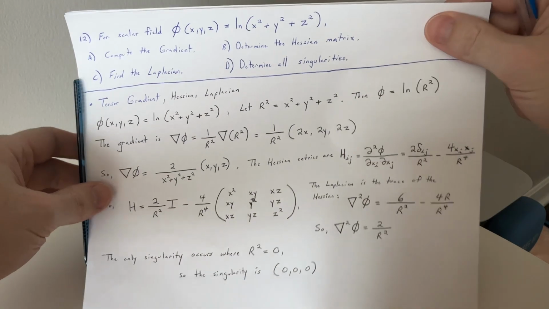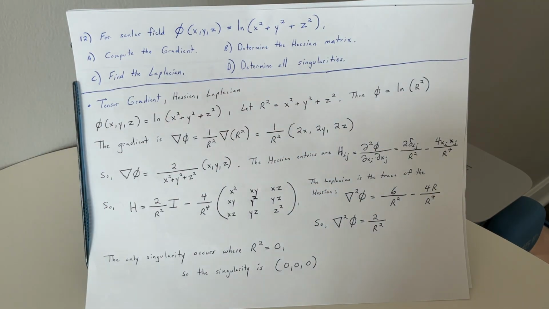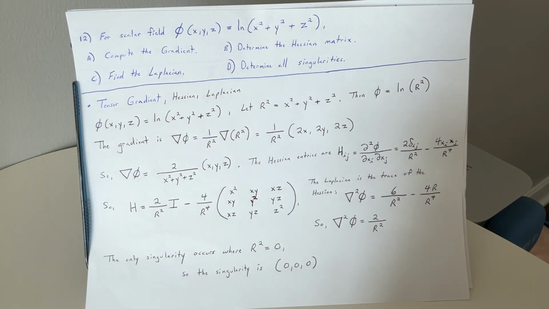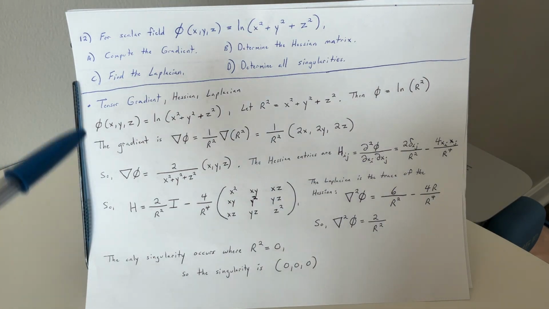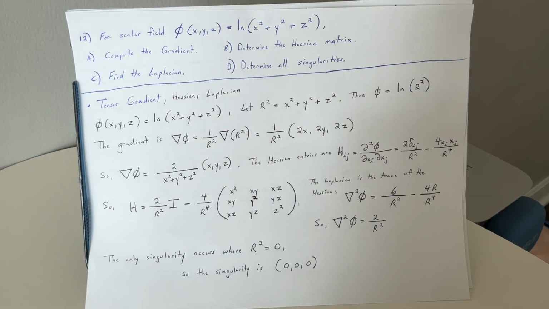And building on that, let's go to number 12. For the scalar field, phi of x, y, z equals ln of x squared plus y squared plus z squared. Part A, compute the gradient. Part B, determine the Hessian matrix. Part C, find the Laplacian. And part D, determine all singularities. Okay, so this is a tensor gradient Hessian Laplacian problem.